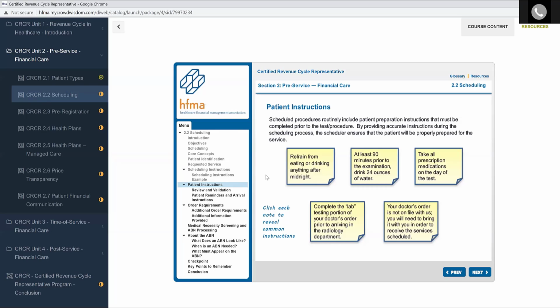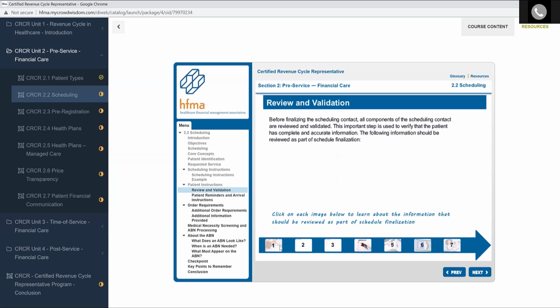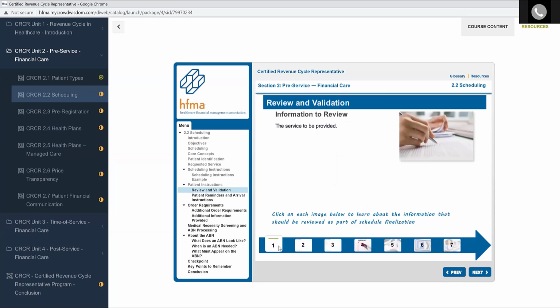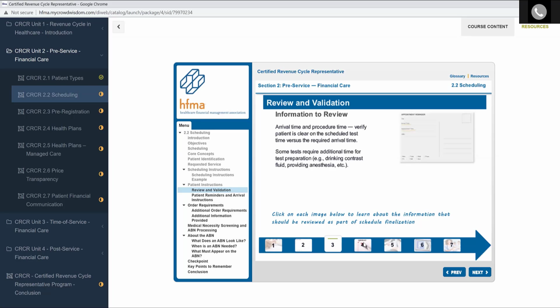Before finalizing the scheduling contact, all components of the scheduling are reviewed and validated. This important step is used to verify that the patient has complete and accurate information. So the following information should be reviewed. If you click on each number, this is the information that will be reviewed to be finalized. The service that's supposed to be provided, the date and location of the service, since not all services are provided where you may have gone to see the doctor initially. Arrival time and procedure time, which can be two very different things.